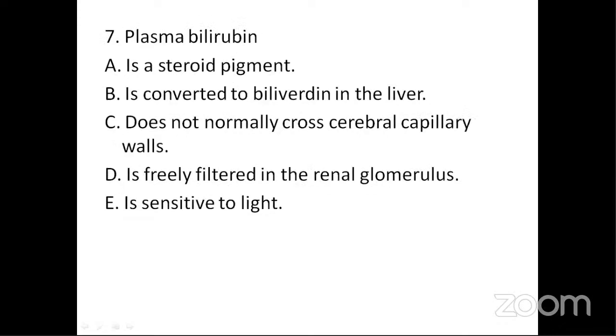Next question. Plasma bilirubin is a steroid pigment. Plasma bilirubin is converted to biliverdin in the liver. Does not normally cross cerebral capillary walls. Plasma bilirubin is freely filtered in the renal glomerulus. Plasma bilirubin is sensitive to light. Which among the following is true and which are false?